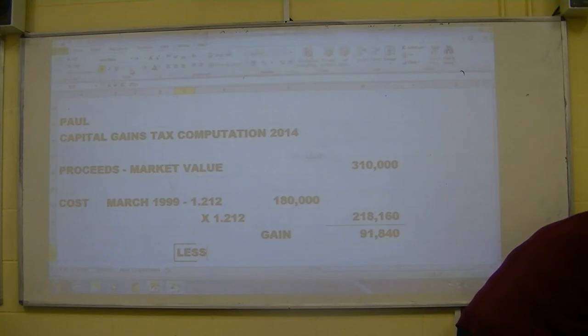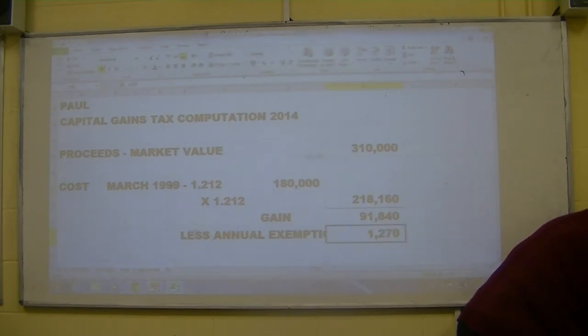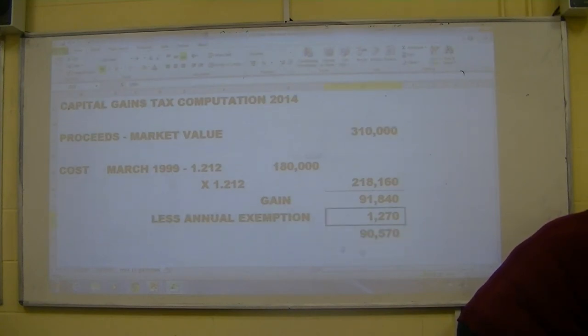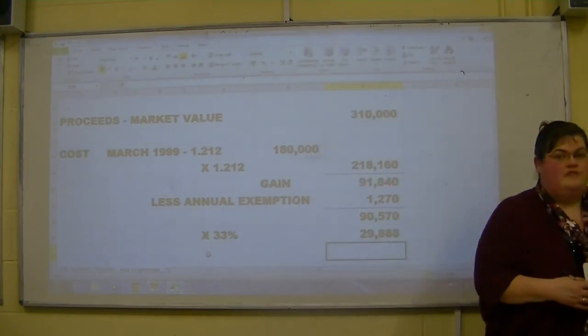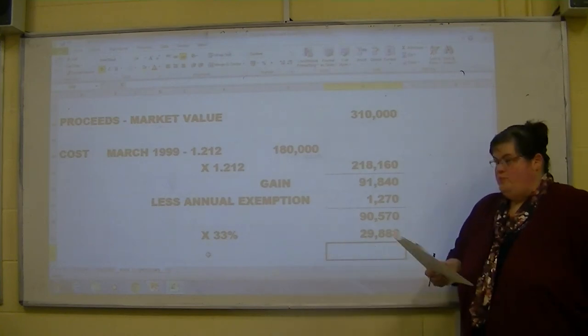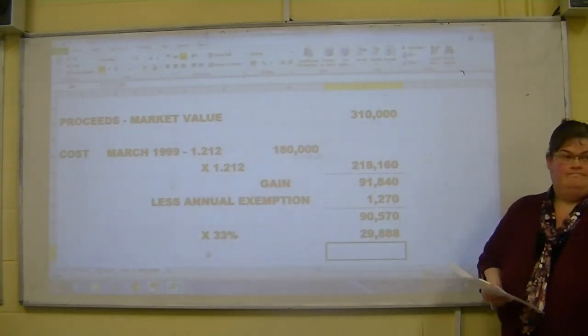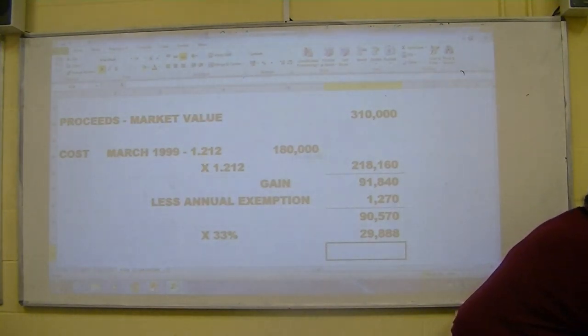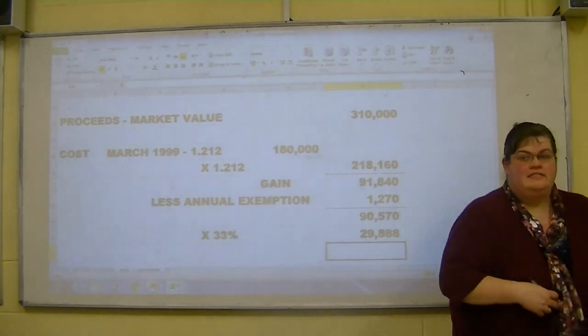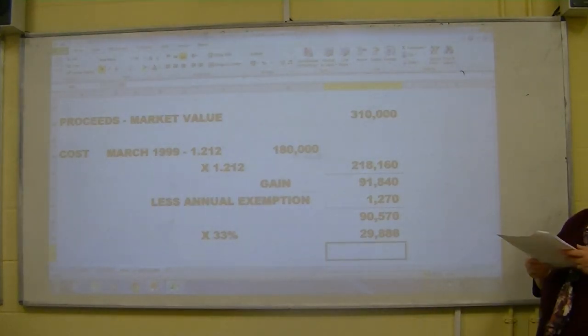Assuming there are no other transactions, that brings it down to 95,70, and 33% of that is 29,888. Because the important part in there is market value between connected persons.